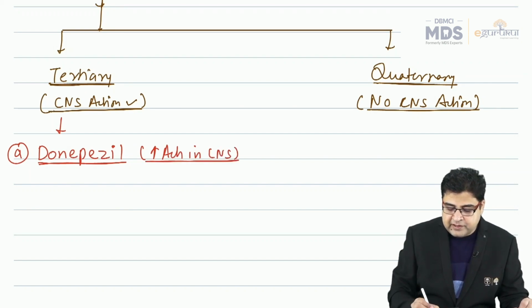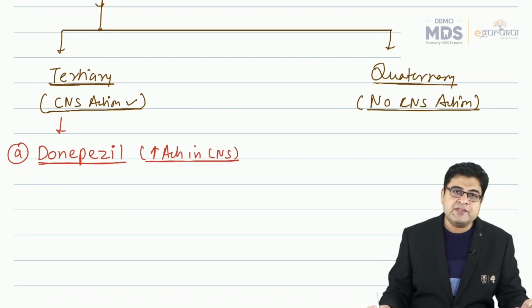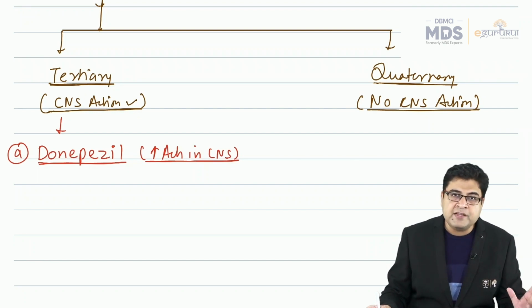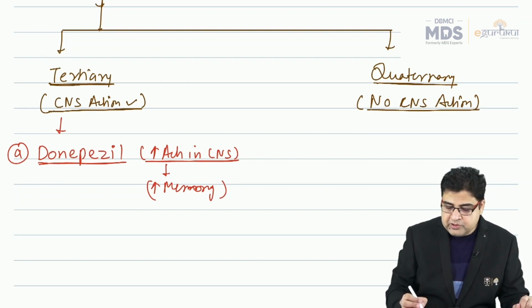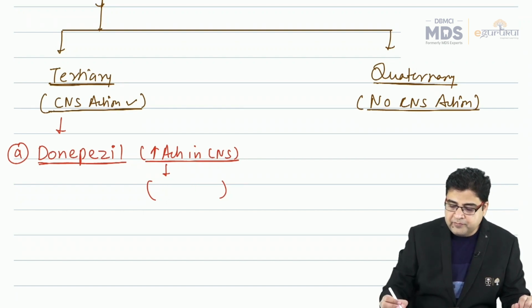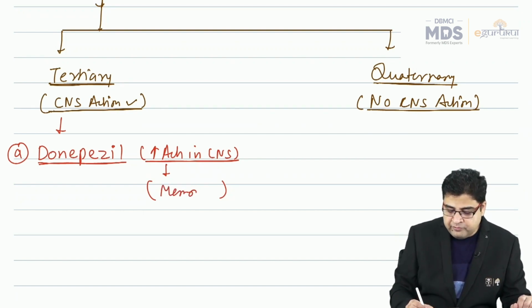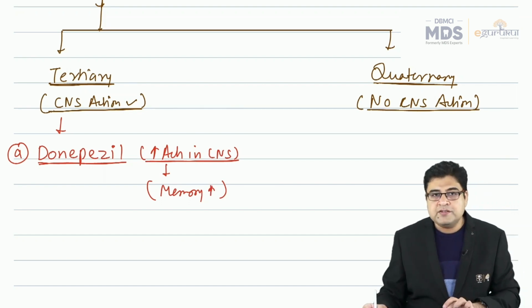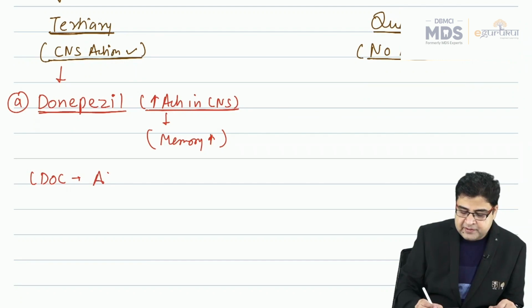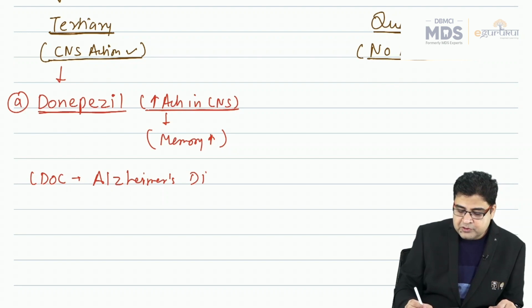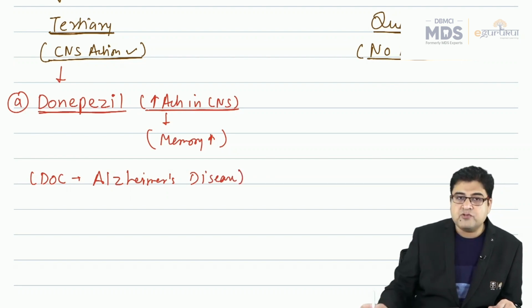When you increase the level of acetylcholine in the central nervous system, this acetylcholine can improve your memory. So this medicine can improve your memory, and for the same reason, this medicine is considered the drug of choice for Alzheimer's disease.